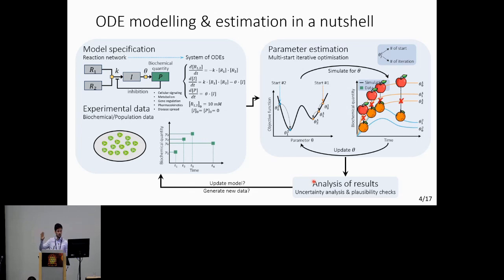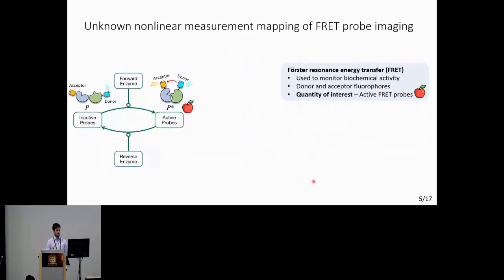Now, these apples and oranges represent that it's not always simple to compare the simulation to the data. It's more like comparing apples to oranges. What do I mean by this? So I'm going to show this with an example. It's an example of Foerster resonance energy transfer, so FRET measurements. So FRET is usually used to monitor biochemical activity of chemical species.